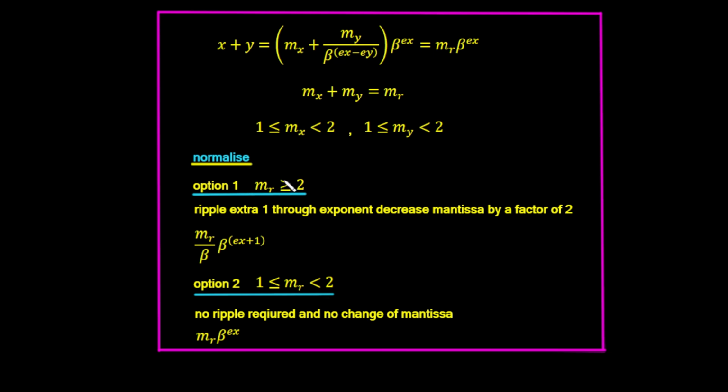If the value for the mantissa ends up greater than 2, then we're going to have to normalise. That is, we're going to ripple the value of 1 through the mantissa up into the exponent. So therefore the mantissa will decrease by a factor of 2, but the exponent will go up by this value 1. So this is the output here for the mantissa. The other option is that we don't have this ripple effect. So there is no ripple and there is no addition on to the exponent value.